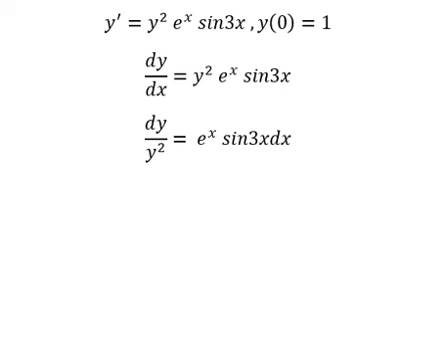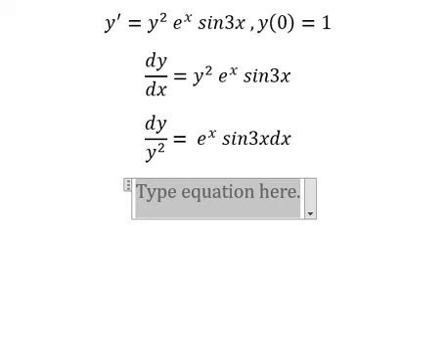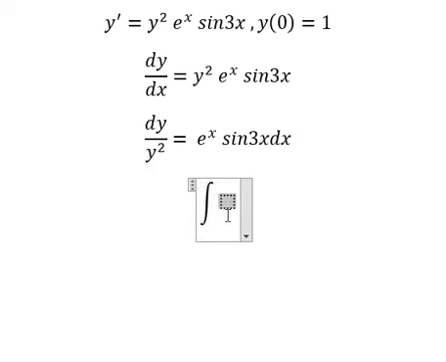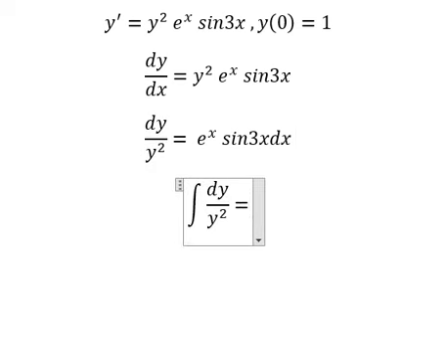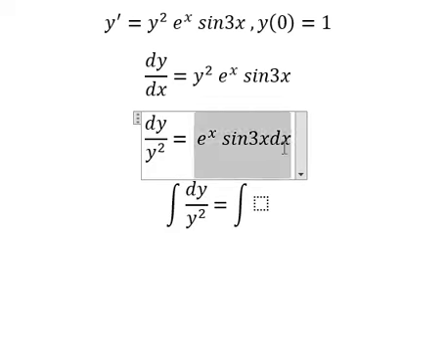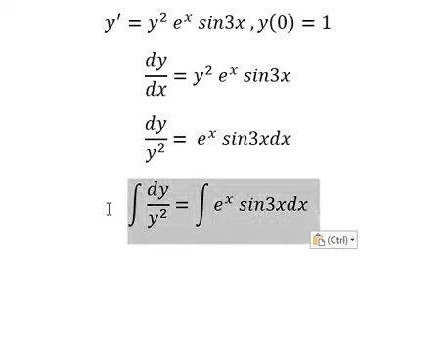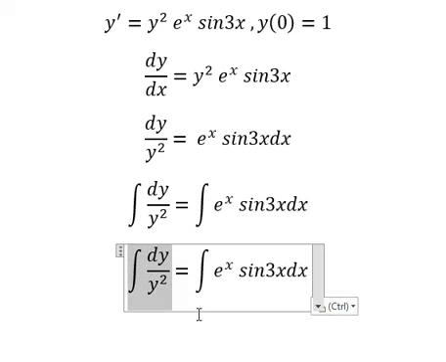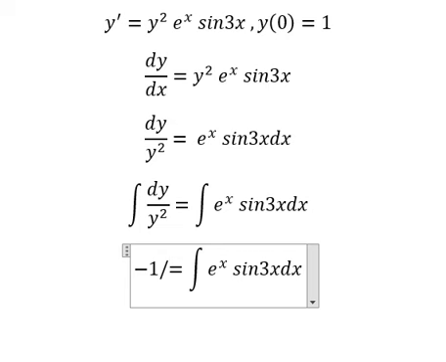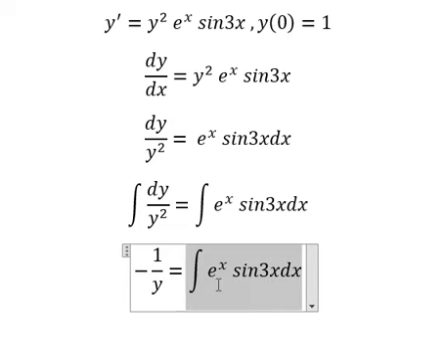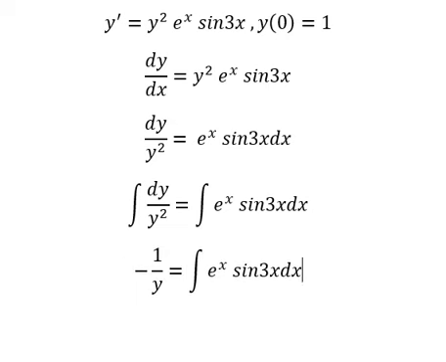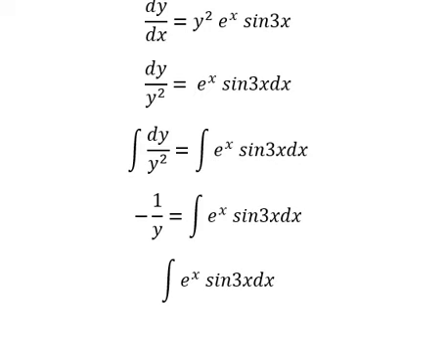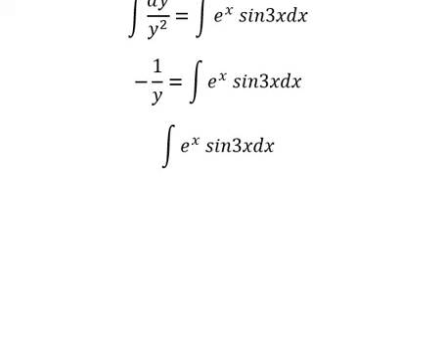Next, we put the integration on both sides. The integration of this one, we have negative 1 over y. Now, we need to focus on this one. So, we can use integration by parts.